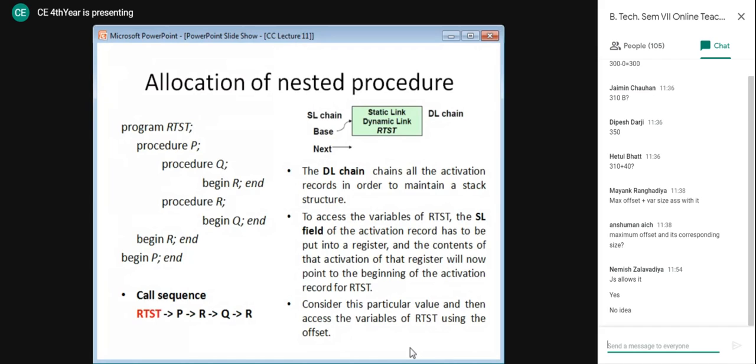Are you following this, all of you? Okay. So now for our nested procedure, this static link becomes significant. Dynamic link will already be there, because it has to maintain the stack structure. So dynamic link chain is already maintained, but then we have a concept of static link, which we can use. Now how this static link will be used for the procedures P, Q, and R, that we will discuss in the next lecture.